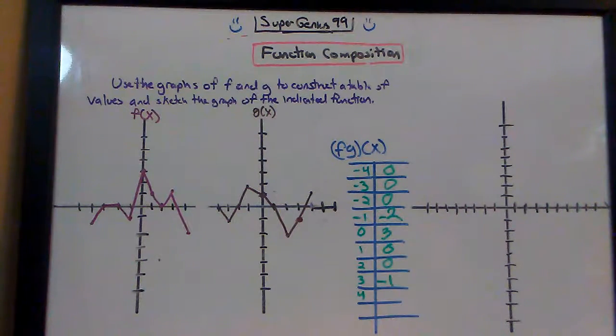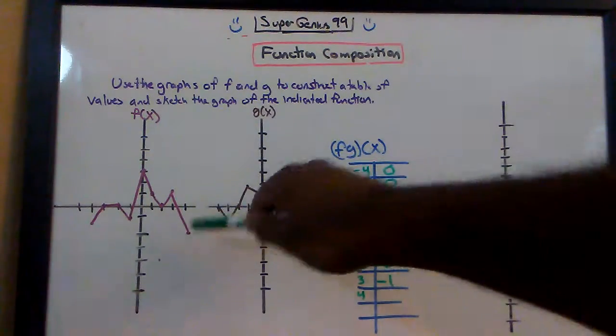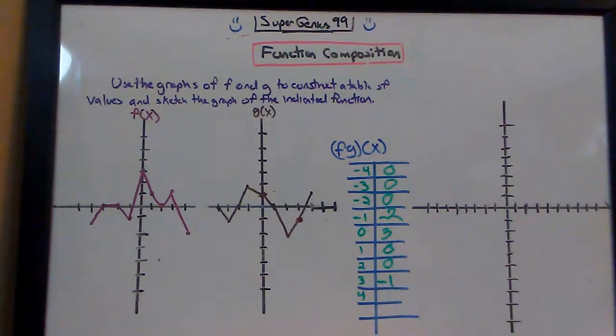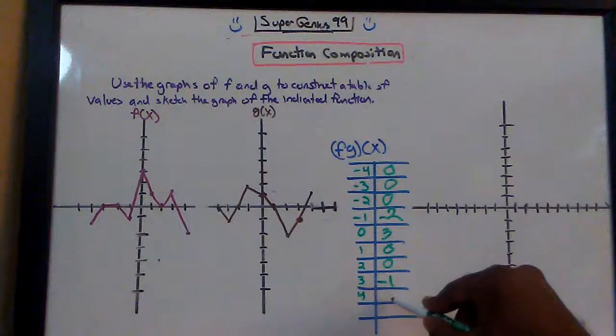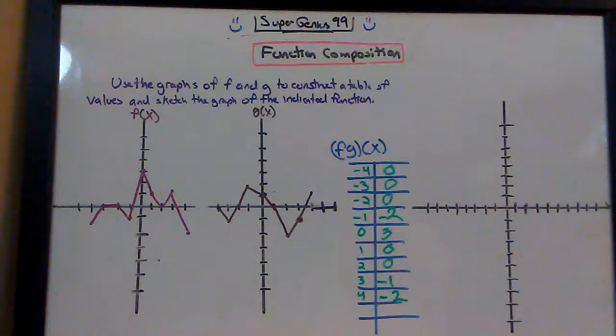And then here we'll just do it in our head. So f of 4 is what? F of 4 is negative 2. G of 4 is 1. What's negative 2 times 1? Okay. Now let's just plot our points.